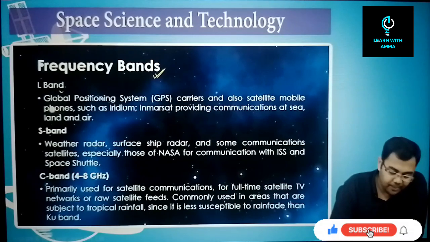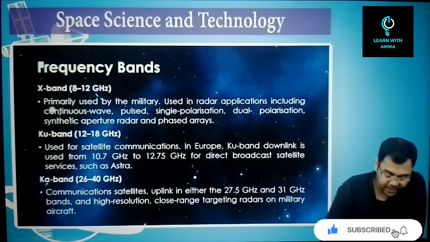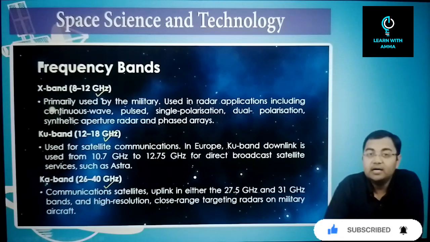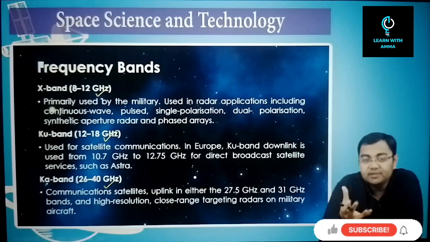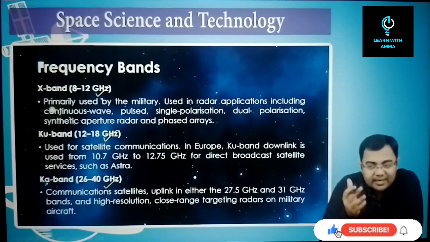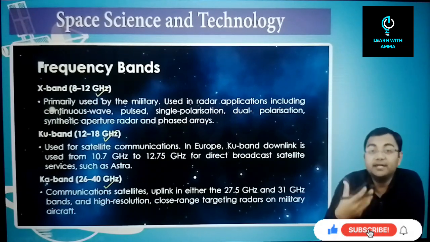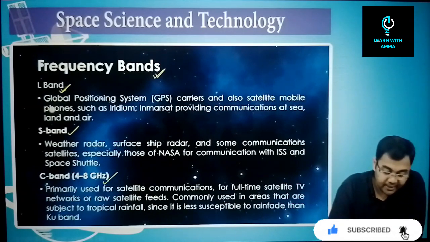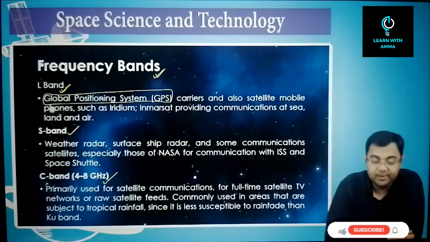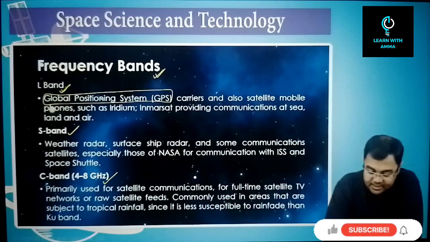So you have the L band, the S band, the C band, and then the X band, KU band, and KA band. All these are different frequency bands. Depending on the communication application being used, these bands are allocated to different kinds of satellites. For example, the L band is used by GPS, the global positioning system.